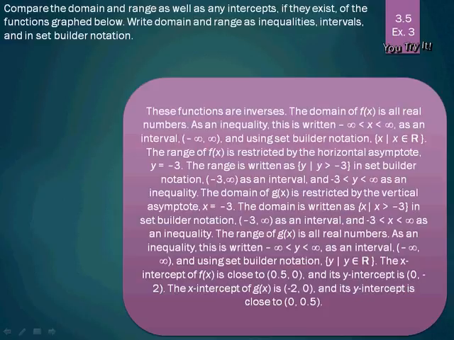The domain of g of x is restricted by the vertical asymptote x equals -3. The domain is written as a set of x's such that x is greater than -3 in set builder notation, -3 to infinity as an interval, and -3 is less than x less than infinity as an inequality. The range of g of x is all real numbers. As an inequality, this is written -infinity is less than y is less than infinity, as an interval, -infinity to +infinity, and using set builder notation, the set of y's such that y is in the real number set. The x-intercept of f(x) is close to 1/2, 0, and its y-intercept is 0, -2. The x-intercept of g of x is -2, 0, and its y-intercept is close to 0, 1/2.